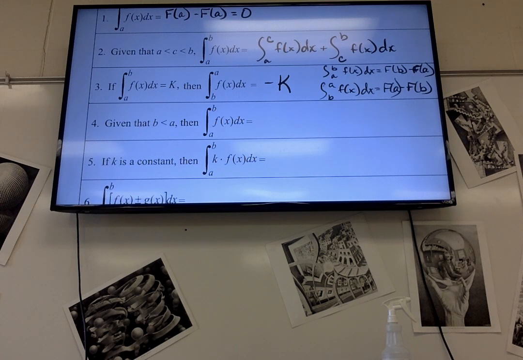Number 4. Given that b is less than a, then it's just going to be negative. So if this was like 3 down here to negative 1, then you would just end up with the negative of what it was, when I flip-flop those around.